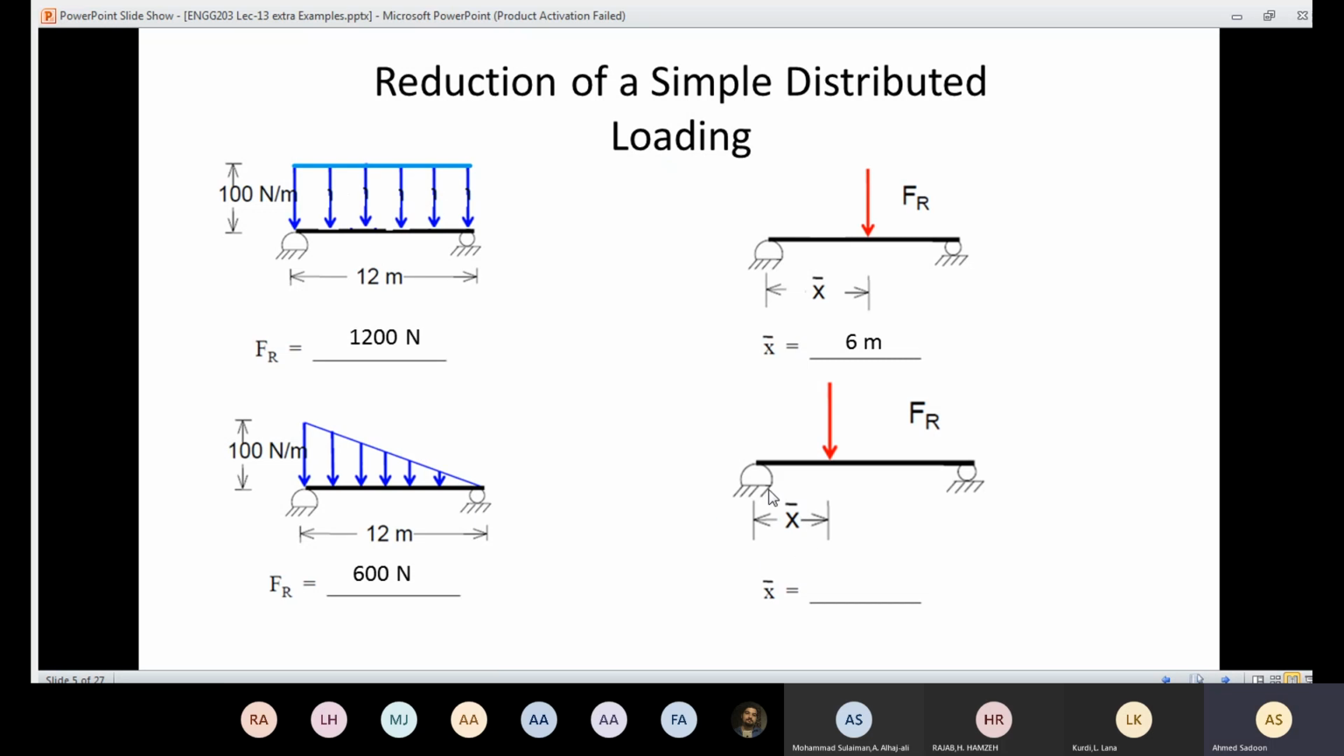So the distance here is going to be 1 over 3 times 12, which is 4. So here we have a 4, and here we are going to have 8, because if you multiply 2 over 3 by 12, you are going to get 8. So now we get the equivalent for the distributed loading like that, and also we will be able to know the location. Why is the location important? Because without the location, I'm not going to be able to calculate the moment. So now I can treat the problem like it's a concentrated force.